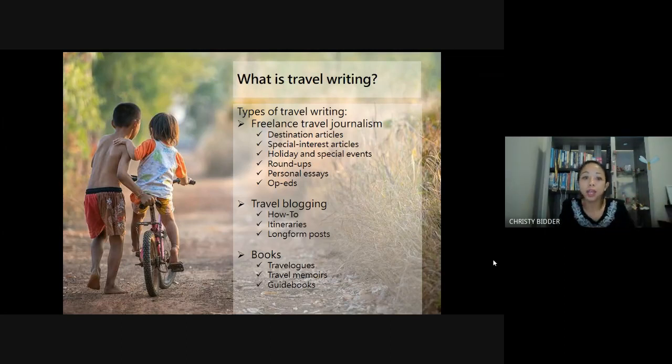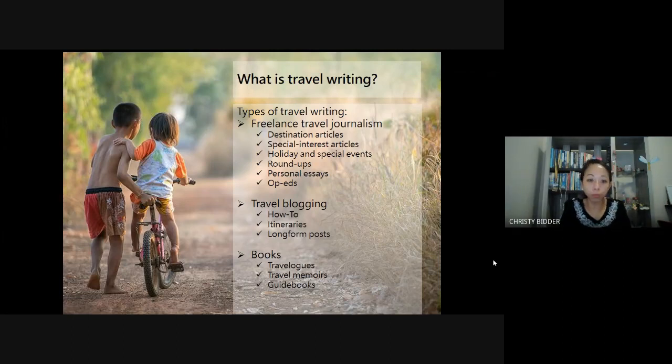Okay, then you have op-eds, which are opinion pieces. In other words, in op-eds or opinion pieces, you share your opinion. For example, you can have an op-ed article like COVID-19, a blessing in disguise for overtourism, or an op-ed article like why flight to nowhere will be a short-term travel trend.